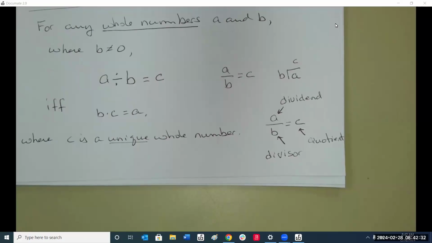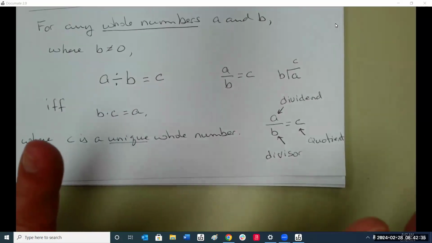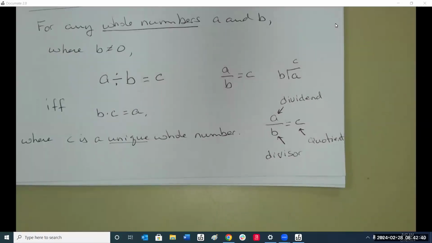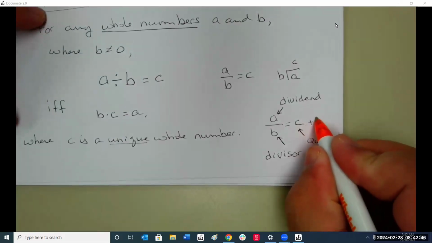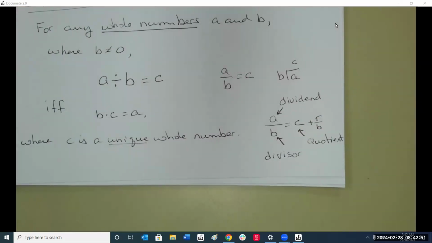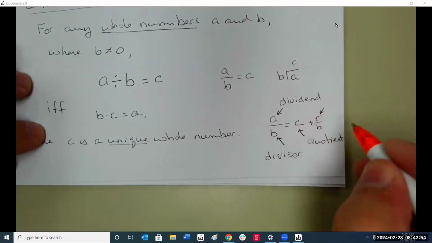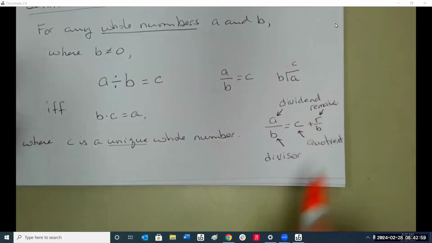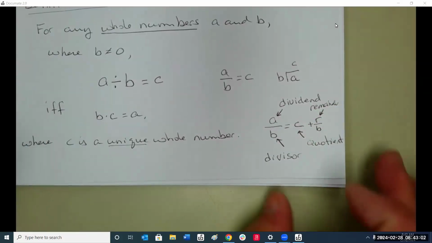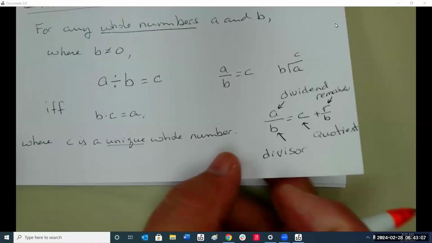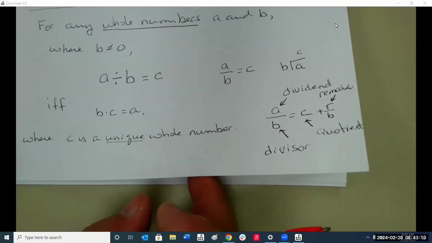So will it always just be that? Or is there anything else missing? There could be that, where R is called the remainder. Right. Let's see what an example of that would look like.